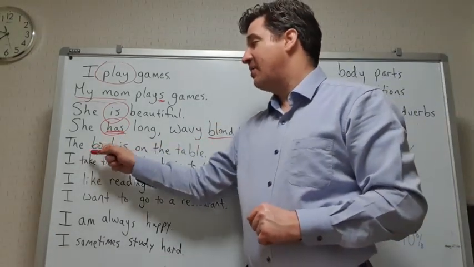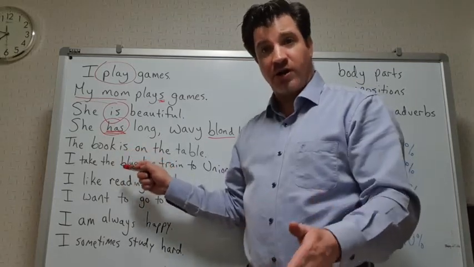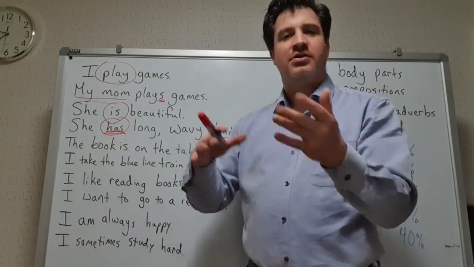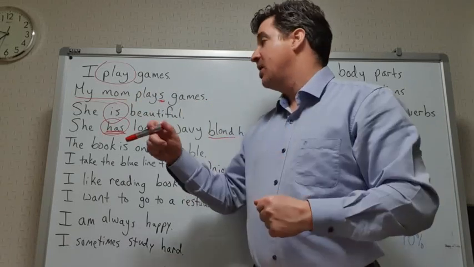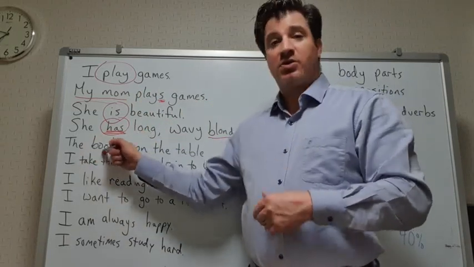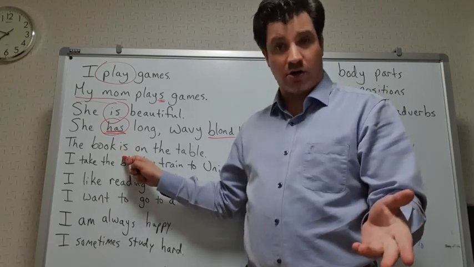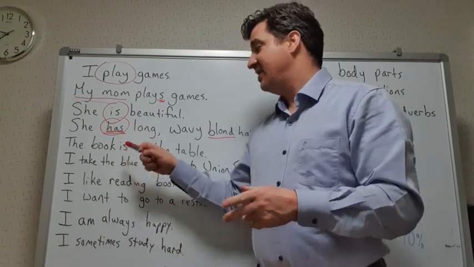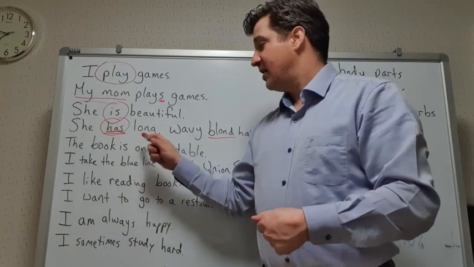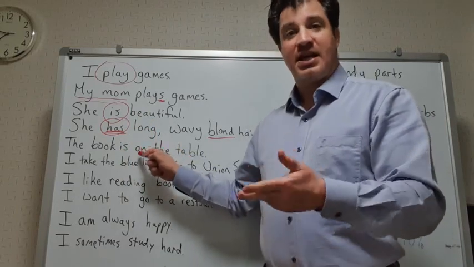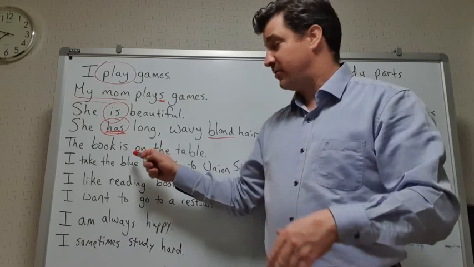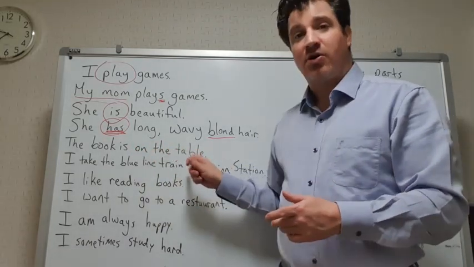Next, talking about where things are. In, on, under, next to, across from. Remember, the thing you are talking about comes first. Then, usually is or are. The book is, the books are. Then your describing word: in, on, under, next to. Last is the thing you are talking about.